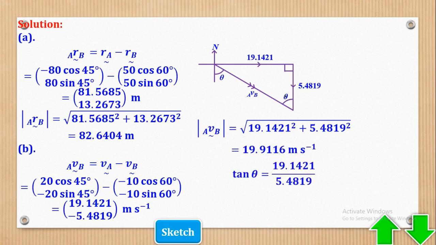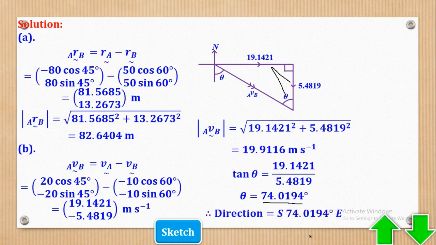After getting the magnitude, I'll now go and get the direction. So the direction, I have to get this angle first. So I'll use tan, which is opposite over adjacent. Therefore theta will be 74.0194 degrees. In terms of direction, compass direction, it will be south 74.0194 degrees east. So south going towards east.